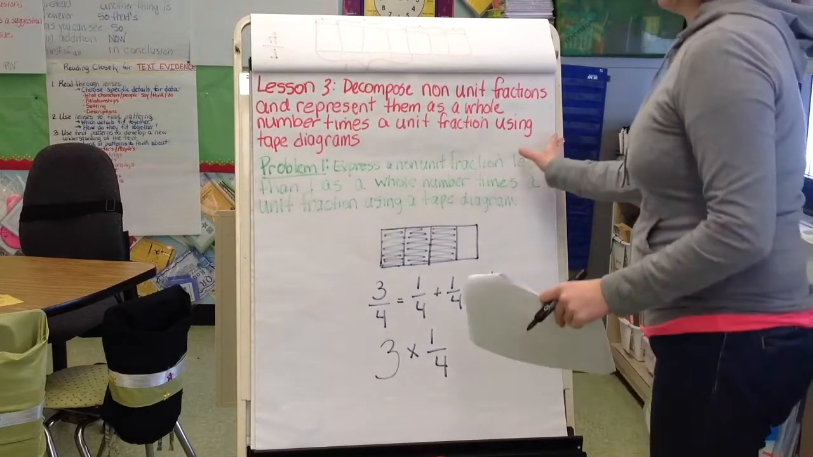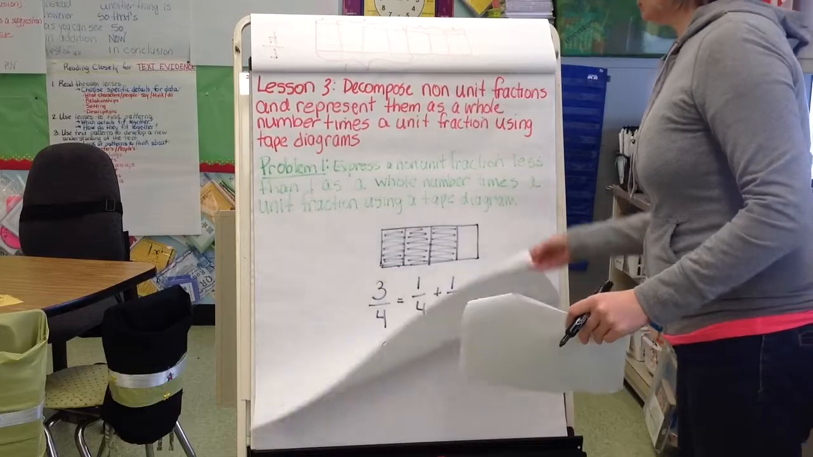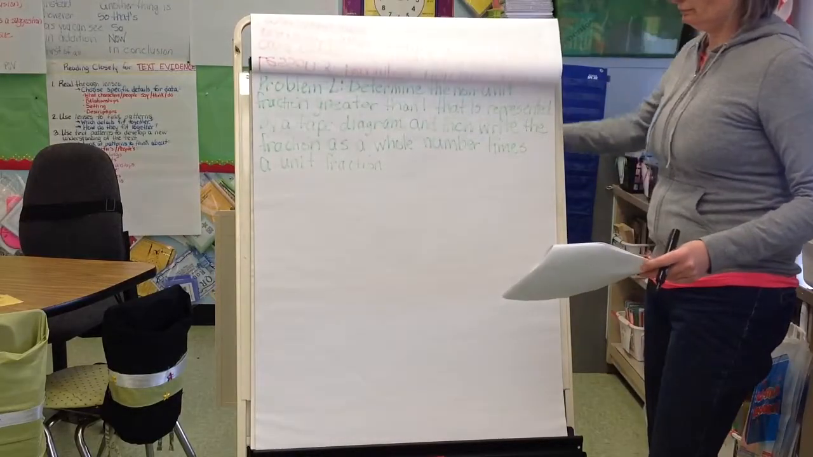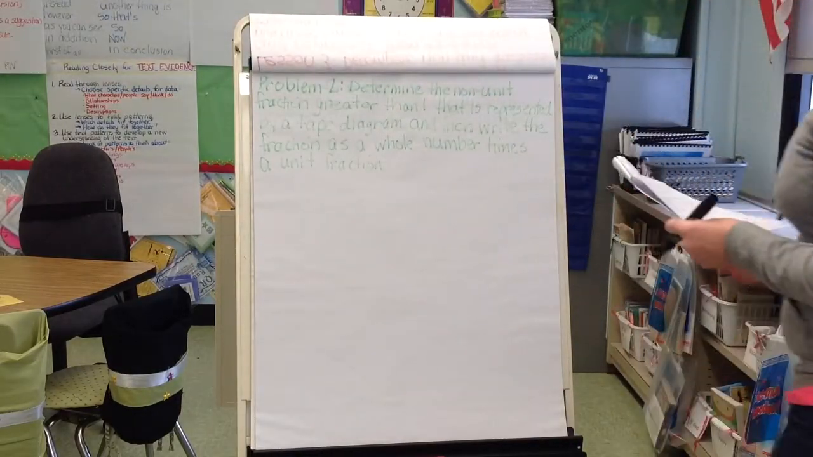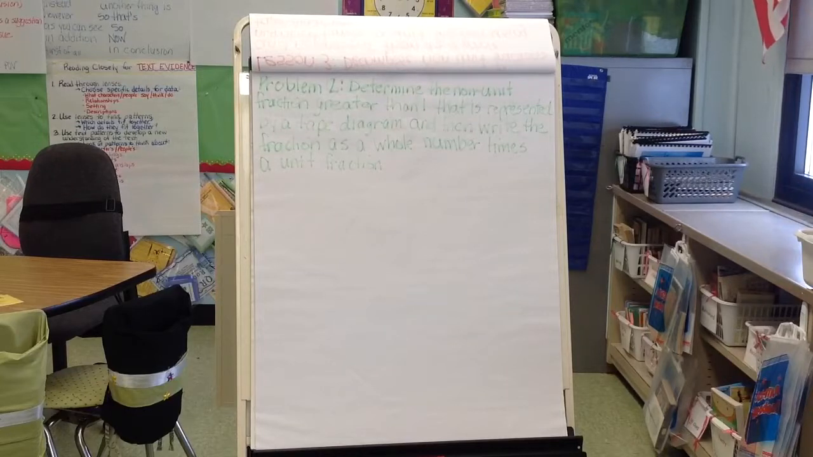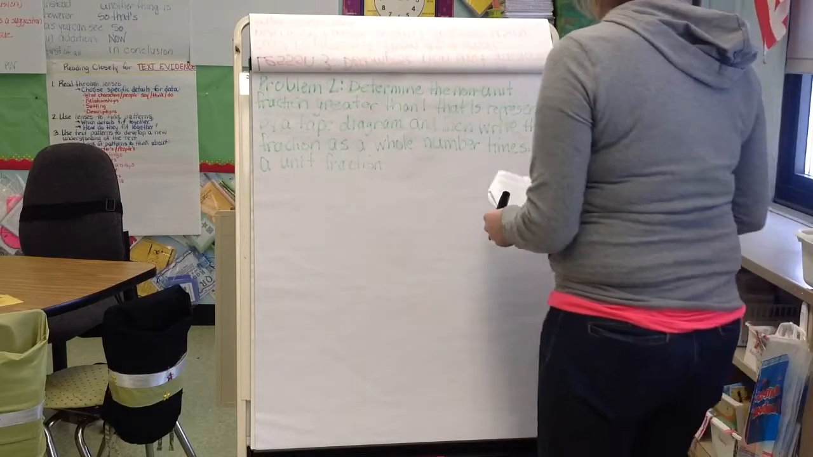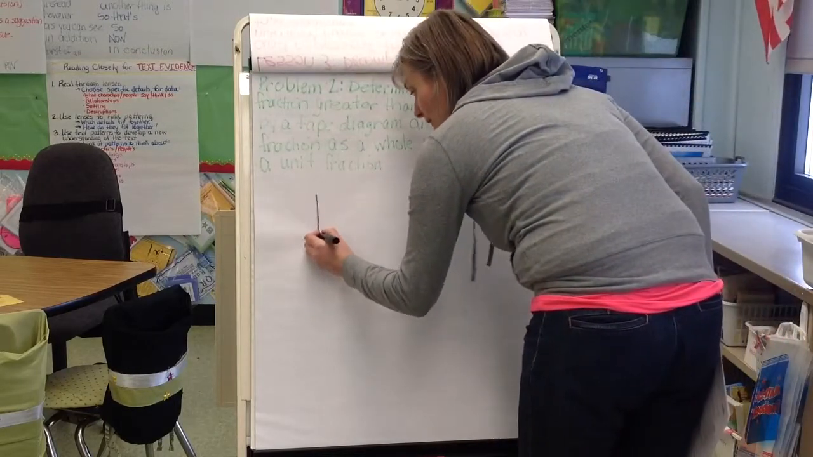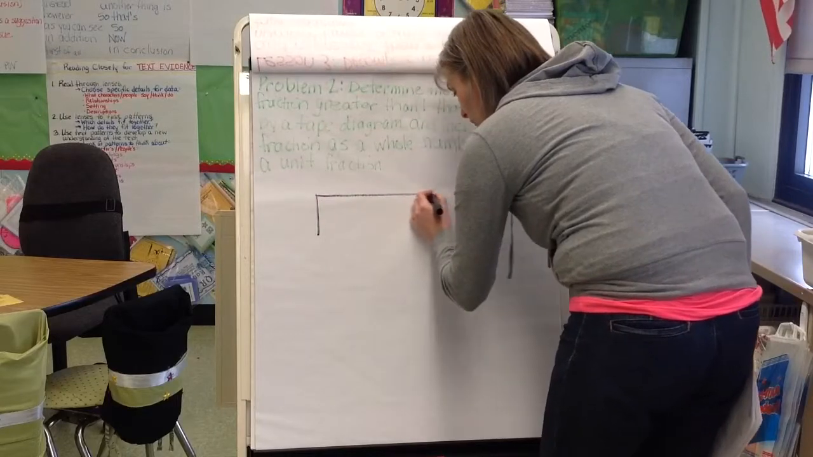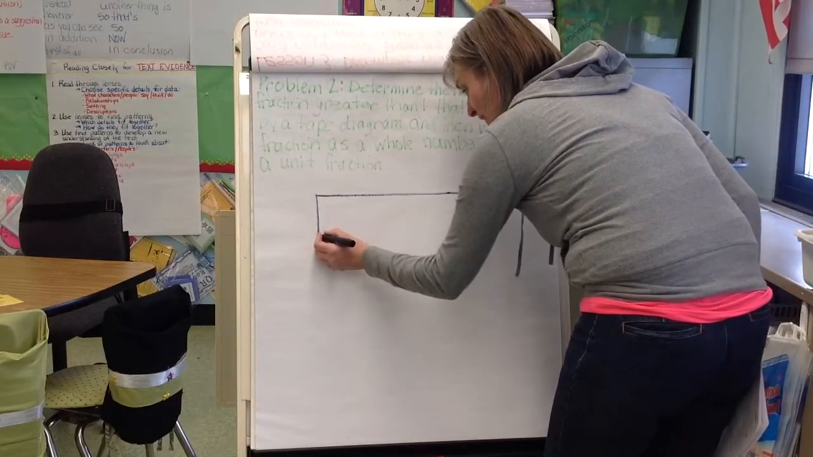Okay, let's look at our second problem. It says determine the non-unit fraction greater than 1 that's represented by a tape diagram. Then write the fraction as a whole number times a unit fraction. So we're looking at a fraction that's greater than 1. This is where, remember, we have to pay really close attention to the brackets.